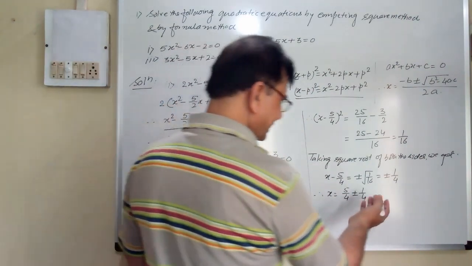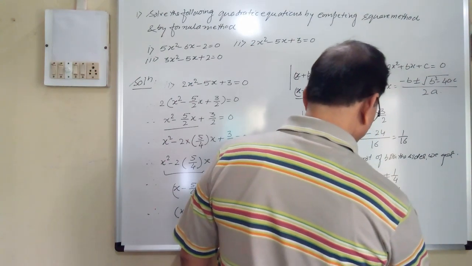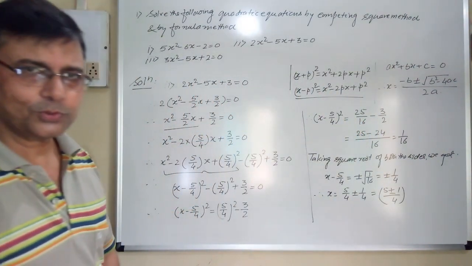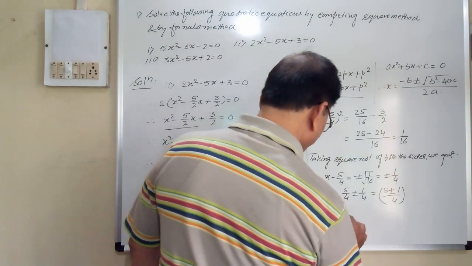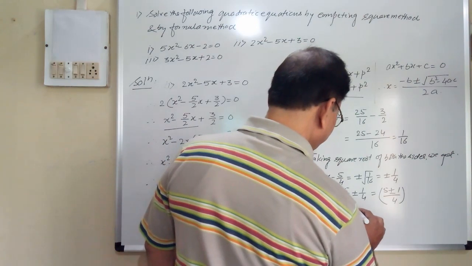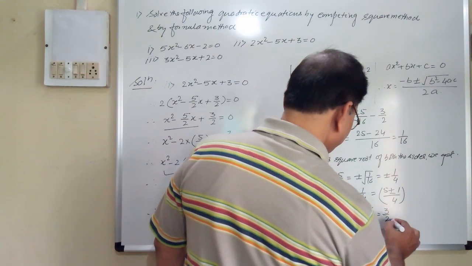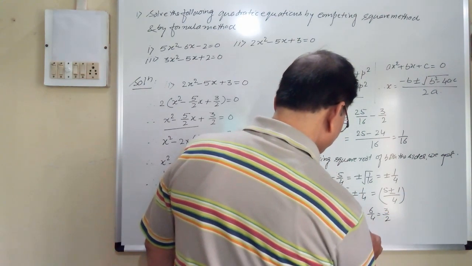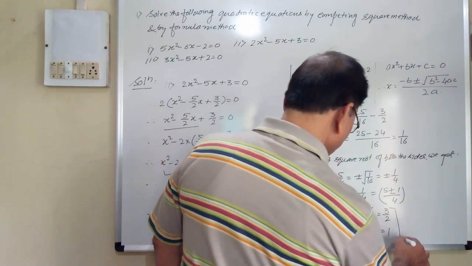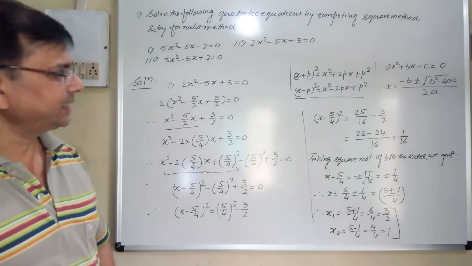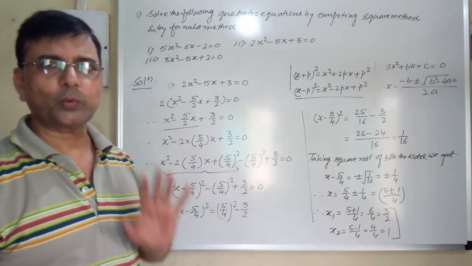So two values: the denominator is same, so we can take the LCM as 4 and write this as 5 plus minus 1 by 4. Therefore x1 is equal to 5 plus 1 by 4, that is 6 by 4, that is equal to 3 by 2, and x2 is equal to 5 minus 1 by 4, that is 4 by 4, that is 1. So these are the solutions of this quadratic equation by the method of completing the square.